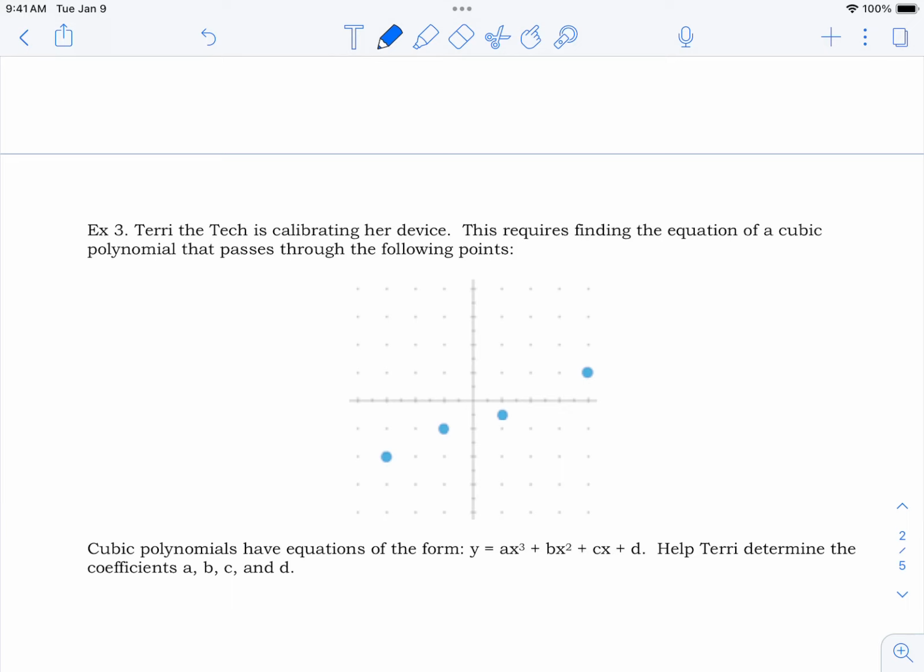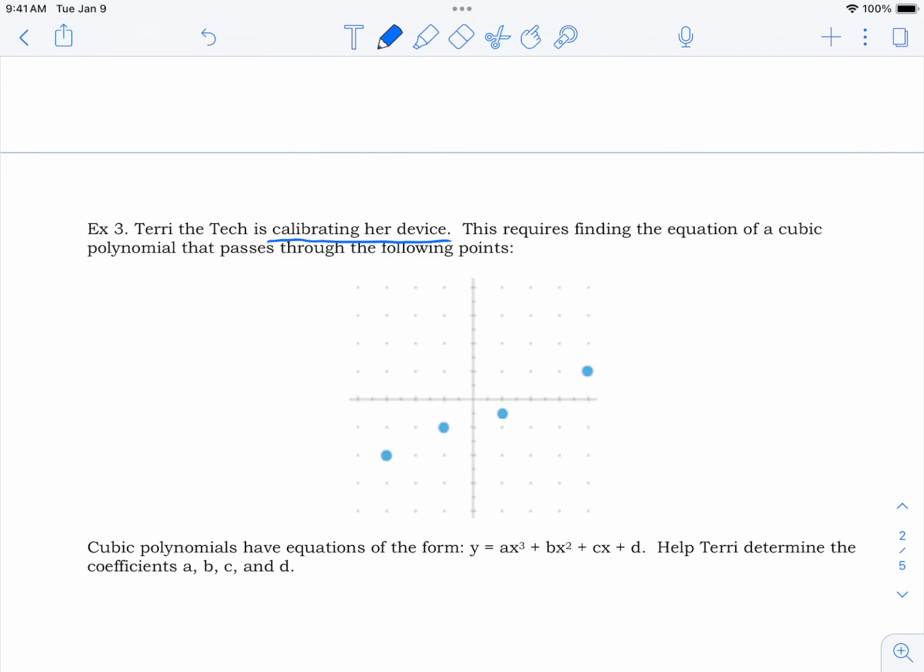This is real. So you're a technician of some sort, and you've got some kind of device that you're using to measure whatever, and you have to calibrate the device. Maybe it controls the temperature of your fish tank. I don't know what it does. But you have to calibrate your device. And this means that you have to find an equation that goes through all these points, and then you would use that equation to help program your device to do what it's supposed to do.